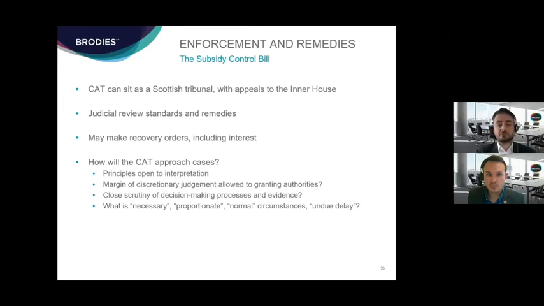The principles themselves are open to interpretation. What margin of discretionary judgment will they give to granting authorities? Will they actually pay close scrutiny to decision-making processes and evidence? Will they take almost a sort of merits review of whether a subsidy can be granted, whether it's compliant with the principles, or will it be a bit more hands-off, and will they just ask themselves the question, was the authority entitled to come to the view that it was consistent with the principles?